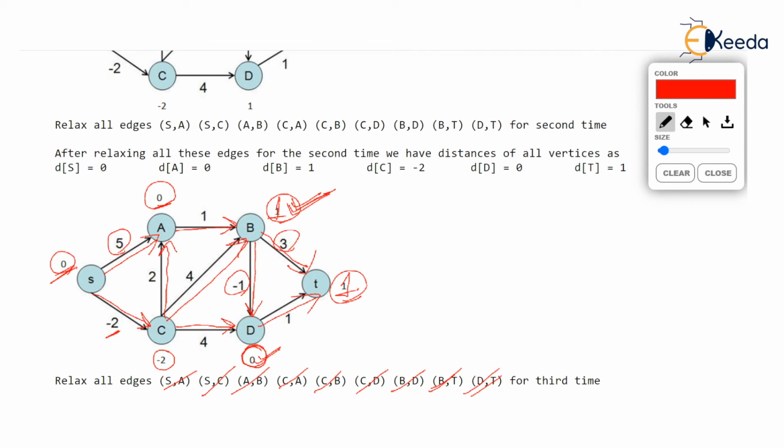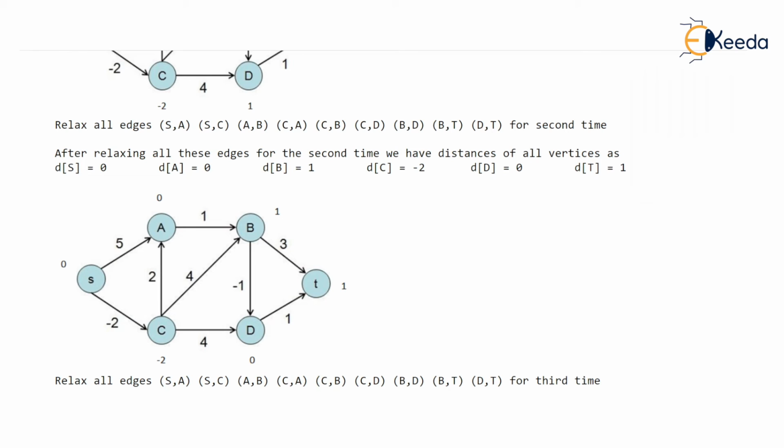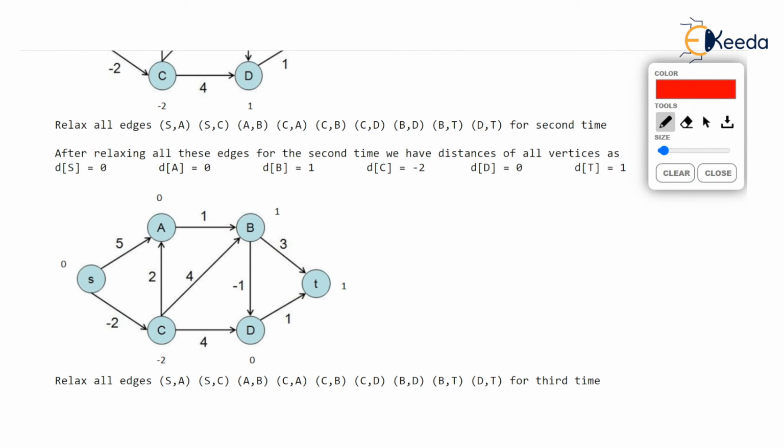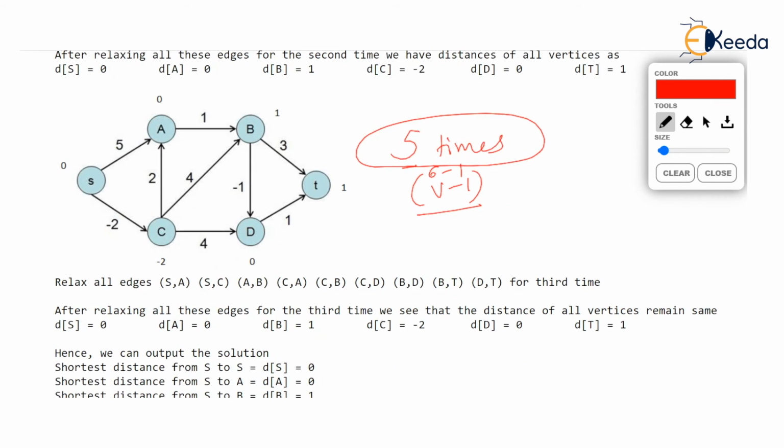So what you found here is that after relaxing all the edges for the third time, there was no change in any of the distances. Actually, although we should run this relaxation 5 times, that is V minus 1 times, where the number of vertices is 6, if in any cycle you see that there was no change in any of the distances, then we can stop. Because even if you run this relaxation a 4th and 5th time, you're not going to get any change. So after the third time, we can stop, and these are the distances with no changes: 0, 0, 1, minus 2, 0, and 1. And we have found our answer.